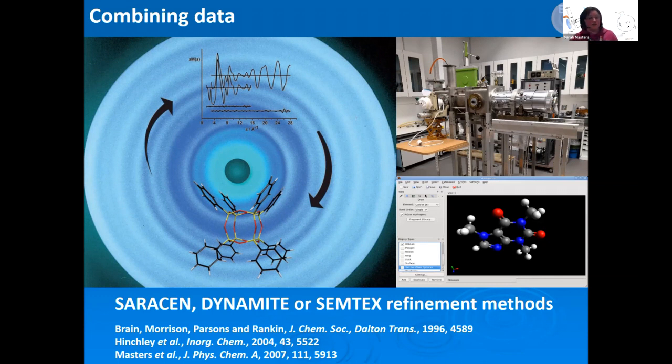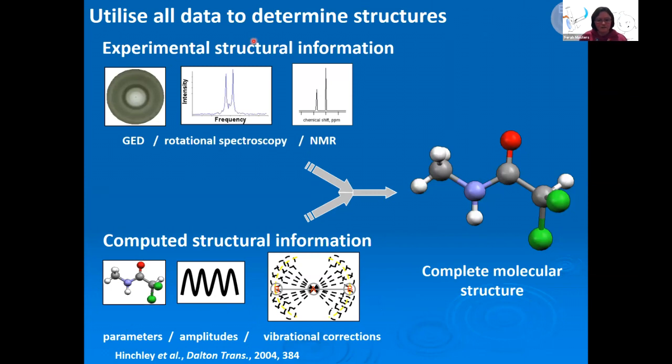So it isn't just computational data that we can use. There we go. So we can use information from rotational spectroscopy, for example, from NMR, and all of the corrections that we can obtain from computational methods as well. And we can combine these together to get really the best of both worlds and to get a complete molecular structure.